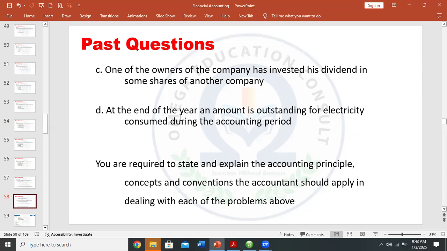The last one, at the end of the year, an amount is outstanding for electricity consumed during the accounting period. So an amount is outstanding means we haven't paid it. So it's like we haven't paid some amount of electricity consumed during the accounting period. Which of the principles or the concepts? Accrual concept. Great. So that's accrual concept. Great. So let me come to the first one.